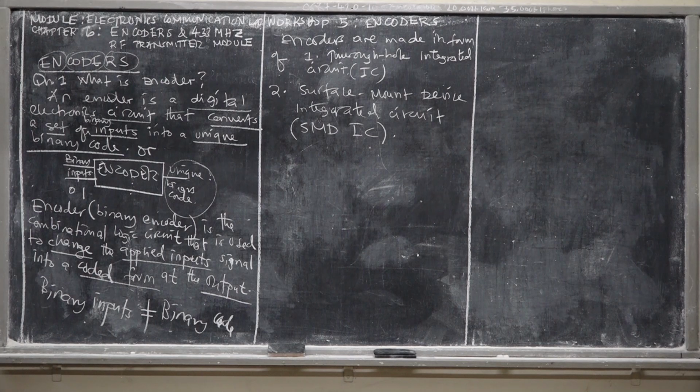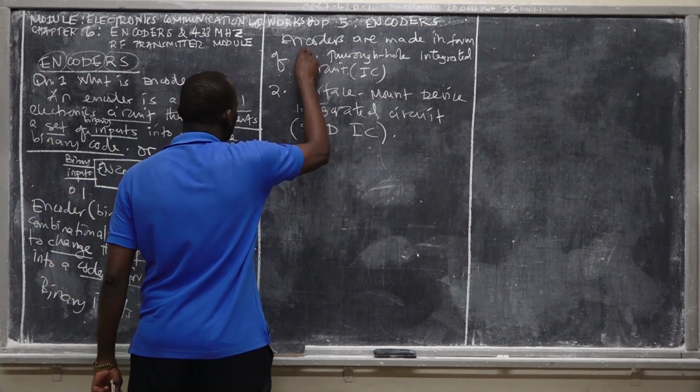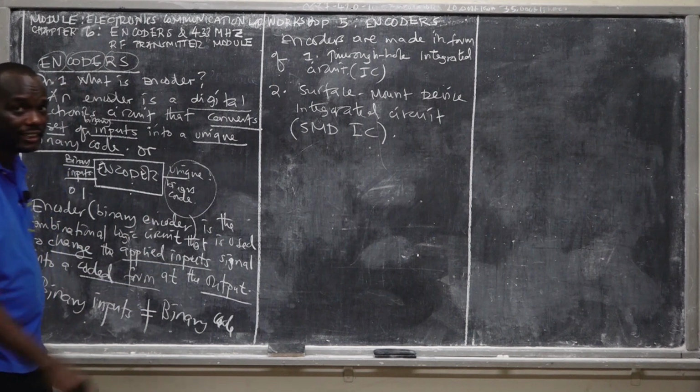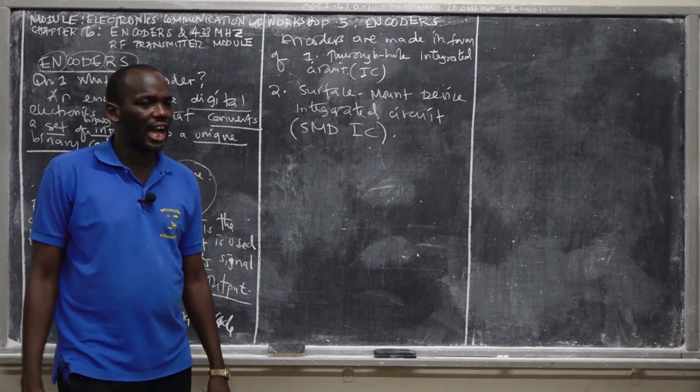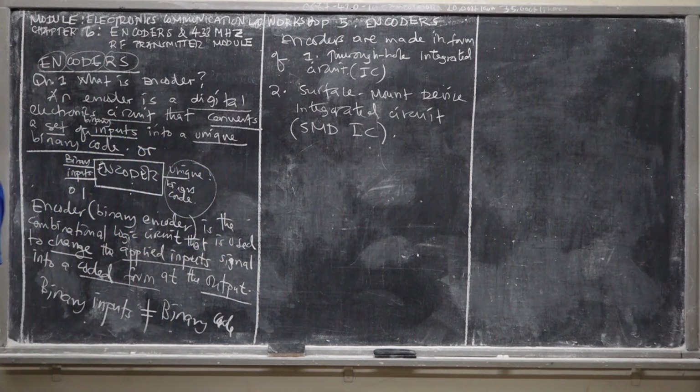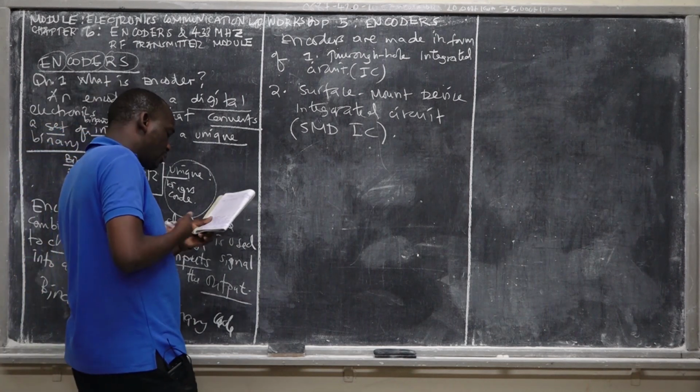So in physical implementation, we say that encoders are made in terms of integrated circuits. And we have two types of integrated circuits. You have through-hole integrated circuit, and also we have surface mounting device integrated circuit. So that's what you expect. You expect to find an encoder, it's not a discrete component. An encoder is made in terms of integrated circuit. Say integrated circuit. Again, say integrated circuit. Say loudly, integrated circuit.